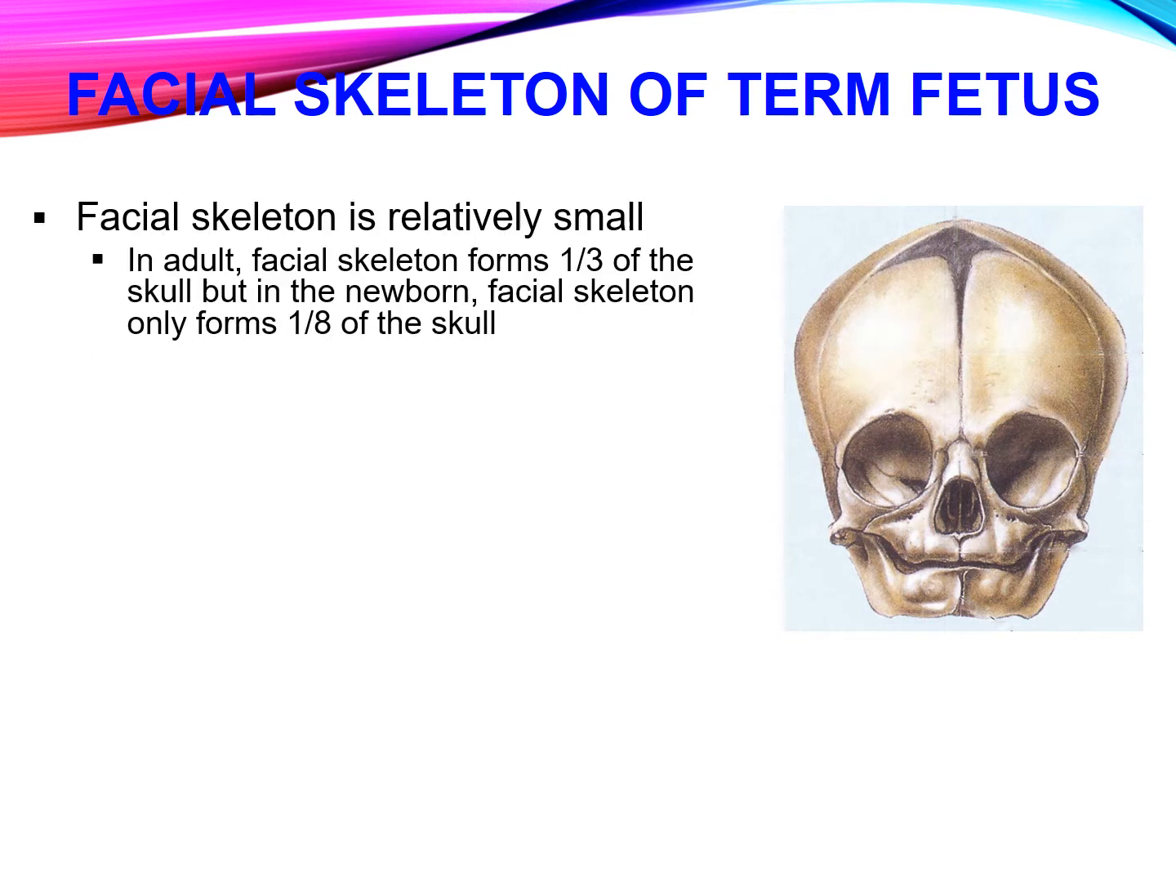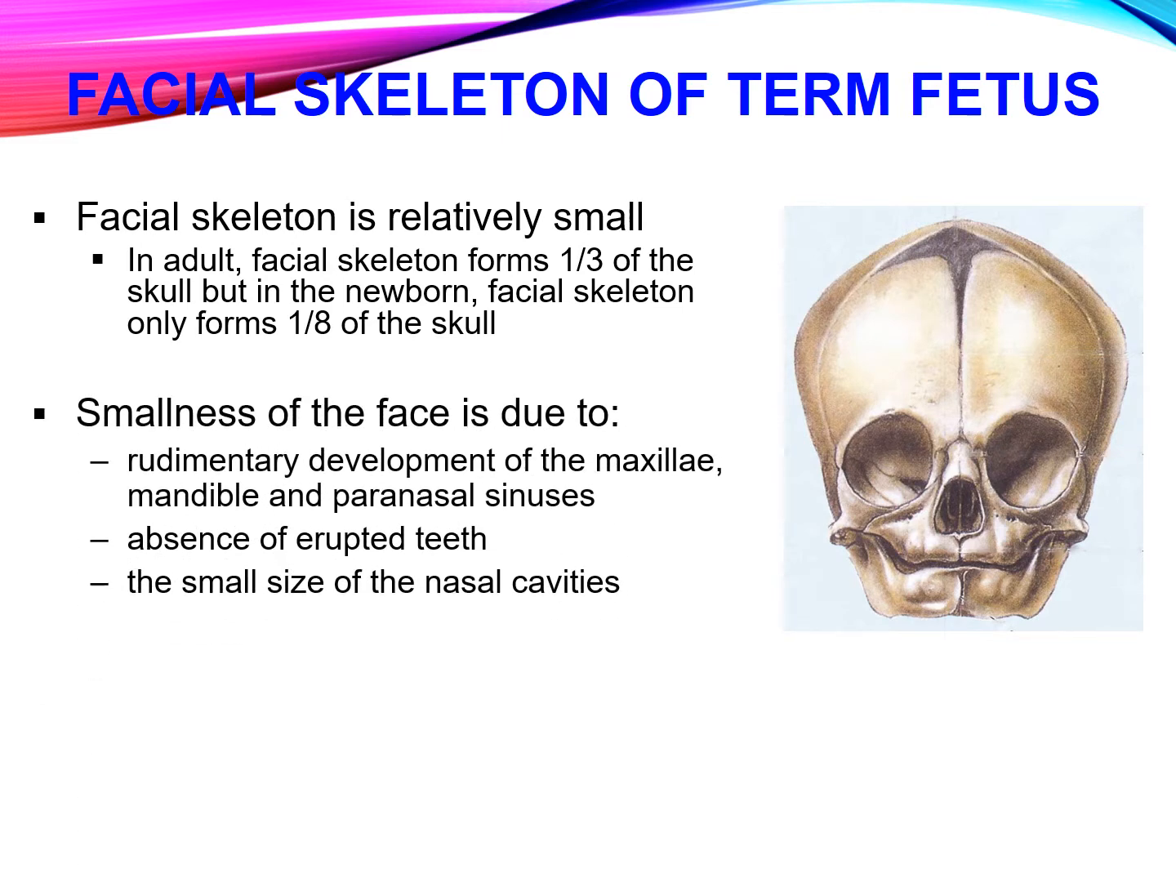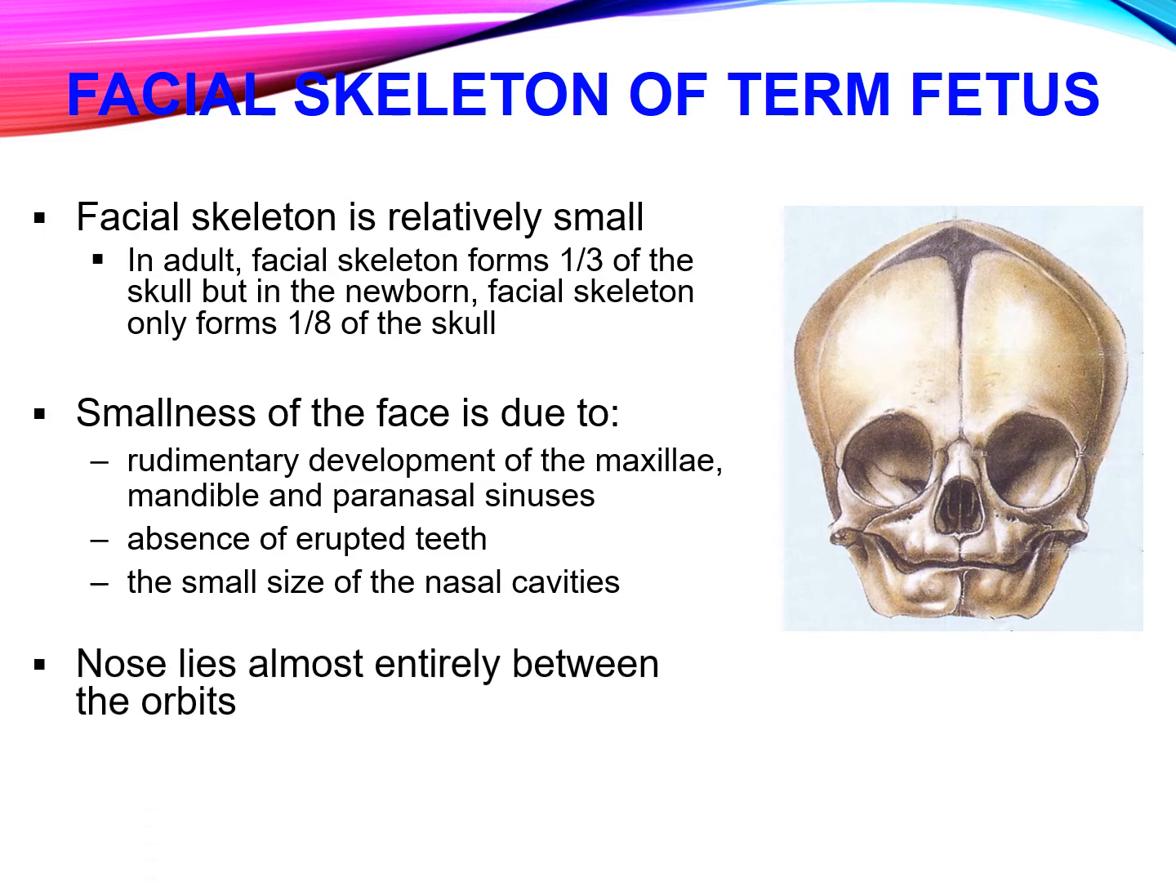The facial skeleton of the term fetus is relatively small. In adults, the facial skeleton forms one-third of the skull, but in the newborn, the facial skeleton only forms one-eighth of the skull. The smallness of this is due to the rudimentary development of the maxilla, mandible, and the paranasal sinuses, absence of the erupted teeth, and also due to the small size of the nasal cavities. The nose lies almost entirely between the orbits, and the orbits appear relatively large.